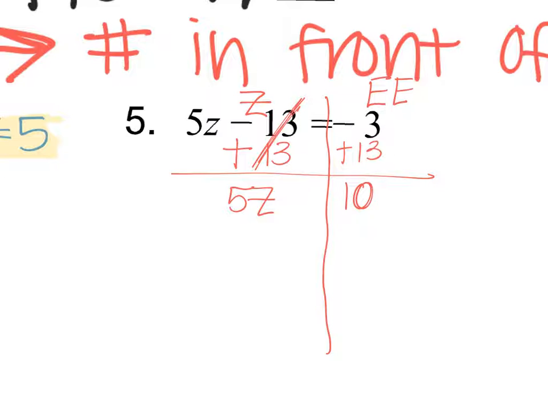Step 4, multiply or divide by whatever's next to your z. So I'm dividing by 5. And the reason we're dividing again is because we're doing the inverse. So since I'm multiplying 5 times z, I've got to do the inverse or the opposite. Divide by 5. If I've got a 5 on top and bottom, they go away. I'm left with just z equals 10 divided by 5, which is 2.